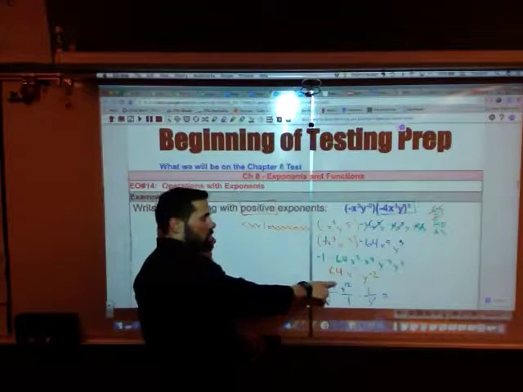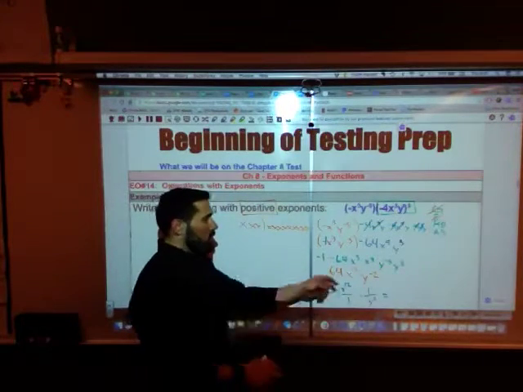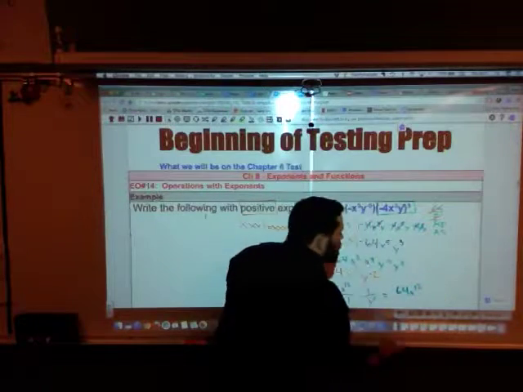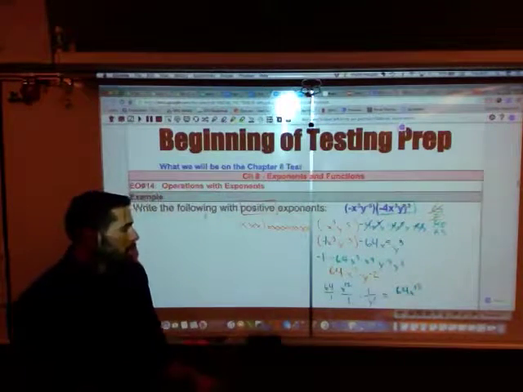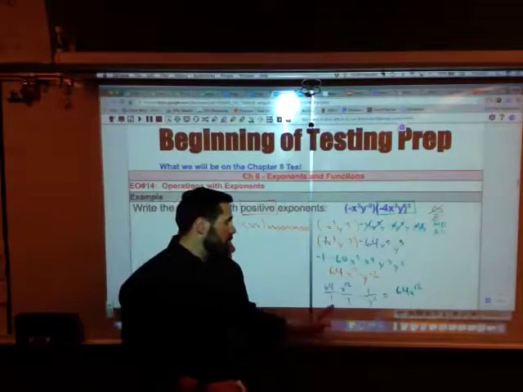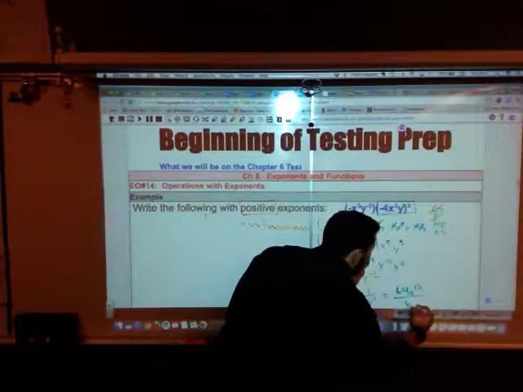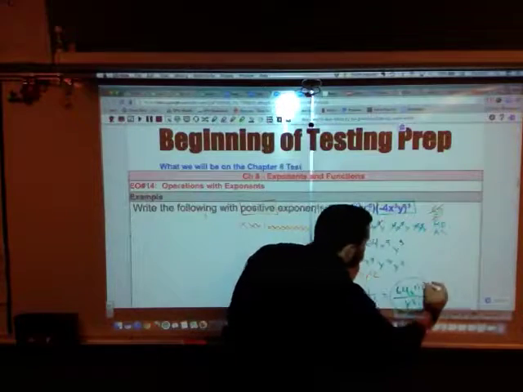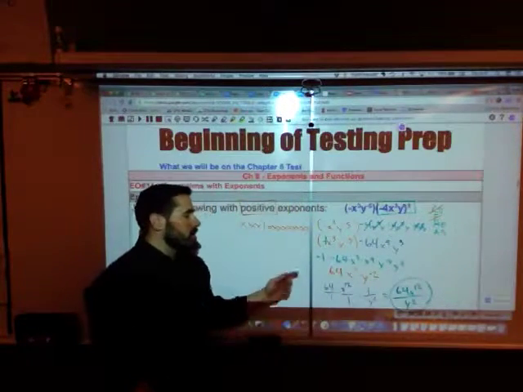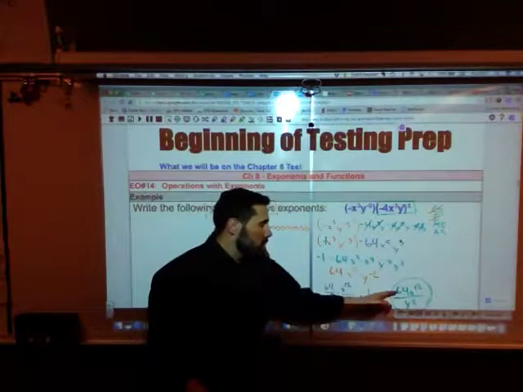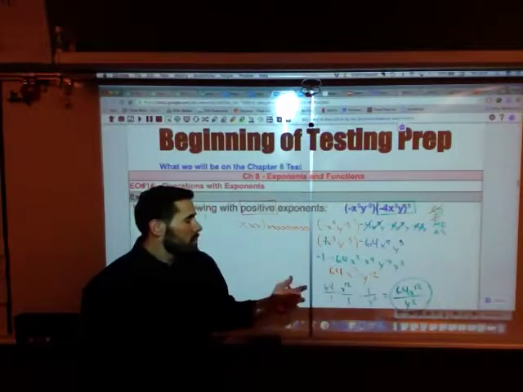So if I go across the numerators, and I multiply all those together, 64x to the 12. Go across all the denominators, multiply them together, 1 times y squared. I get y squared. I also get my final answer because now everything has a positive exponent. 64 over 1 is reduced, so I'm okay.